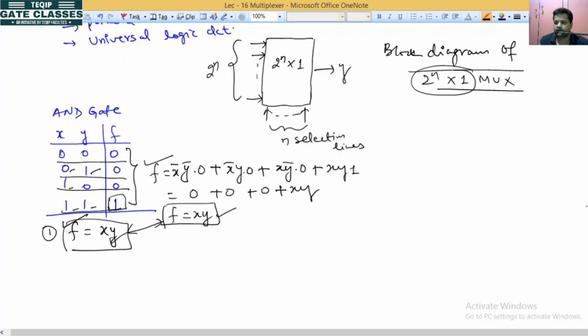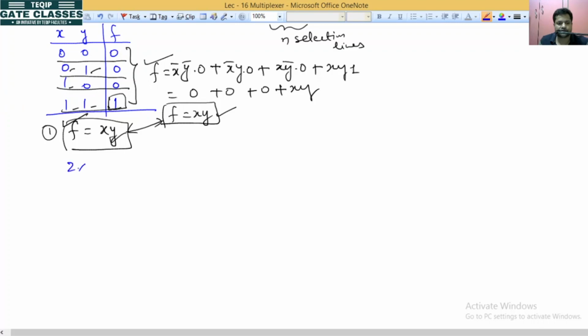Okay, we move to the 2 cross 1 mux, the first basic multiplexer. It is a 2 cross 1 mux. So here we have 2 to the power 1. So how many selection lines will be there? 1 selection line. So this is our block diagram of the 2 cross 1 mux. Okay, so 2 inputs are there. Suppose they are I0, I1.